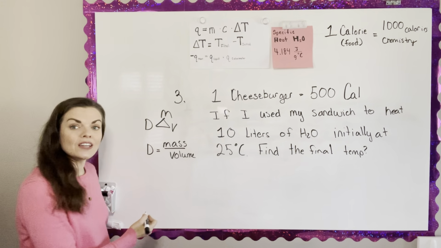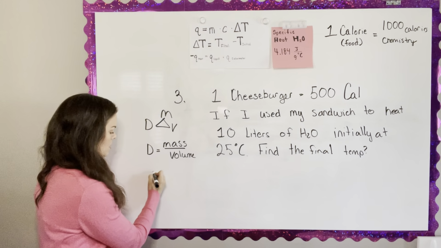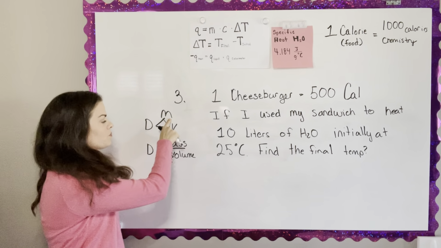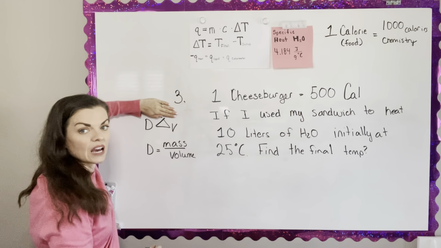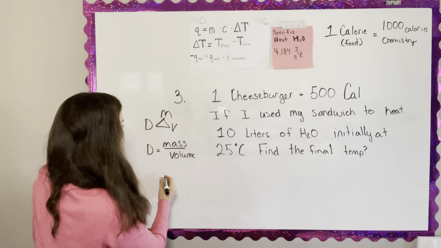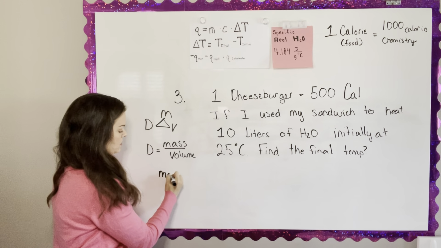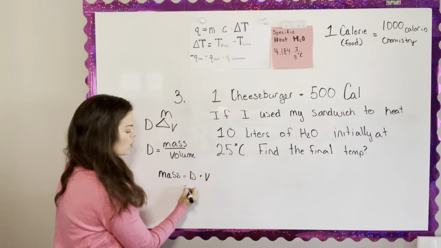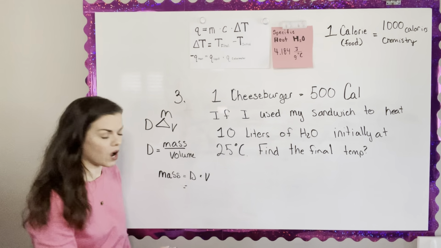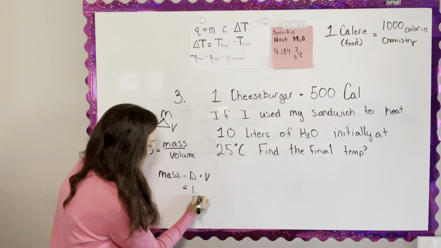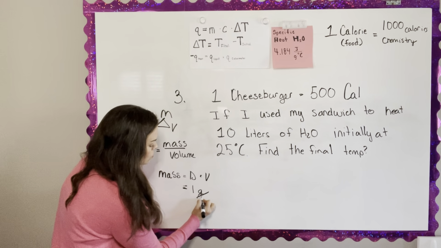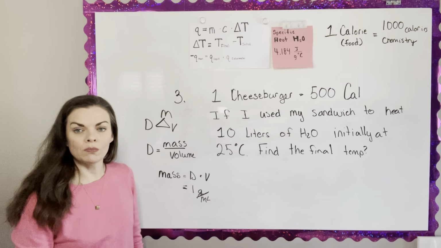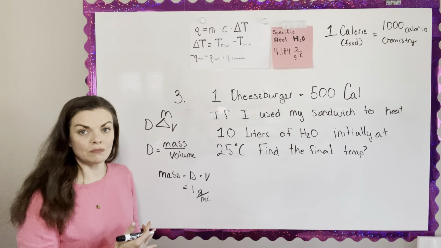Now, the density for water is 1. But for this equation, I'm actually looking for the mass. And so if I cover up the mass, I end up with density times volume. So my mass is equal to the density times the volume. Now the density for water is just 1, and the unit for that is grams per milliliter. And since it's in milliliters, when I put my volume in, I also have to put my volume in milliliters.